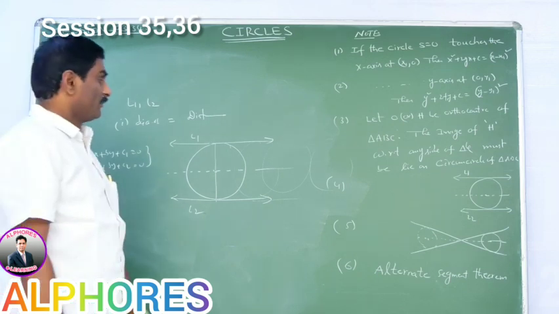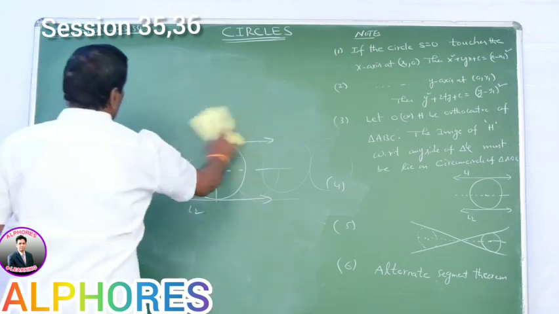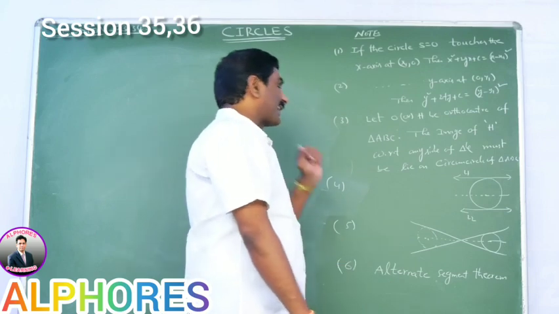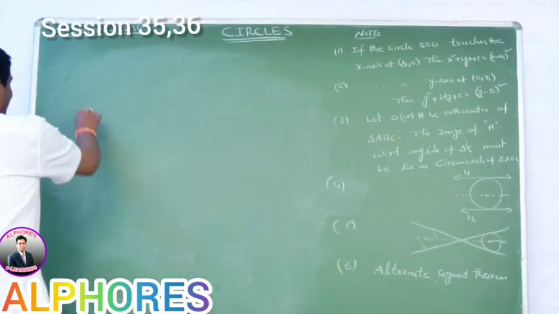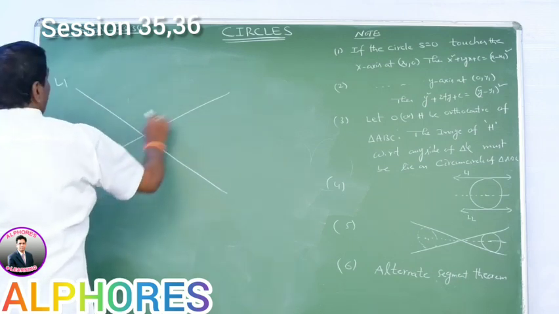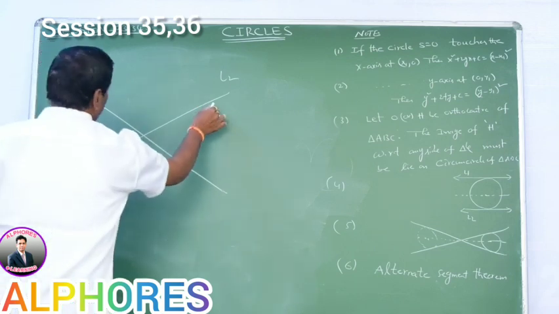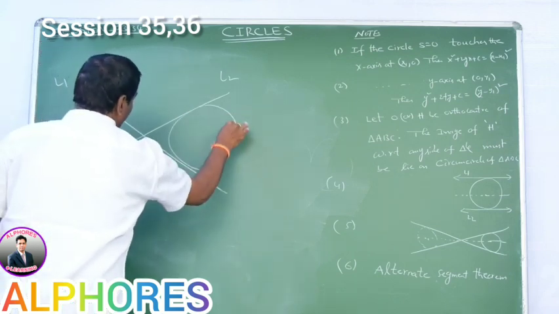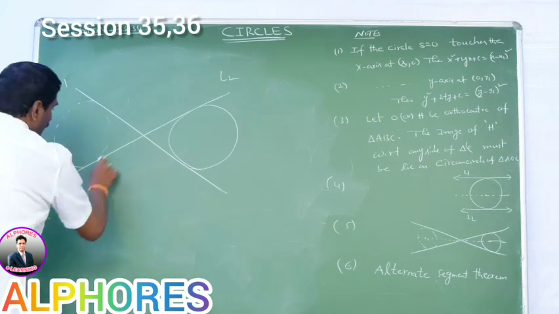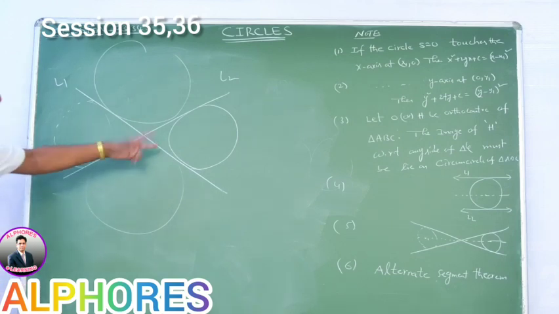Next, fifth point. Let L1, L2 be two intersecting lines, and the circle touches both the lines. Suppose L1 is one of the lines, L2 is another line. These are the two lines. The circle touches both of the lines in this way, or in this way, or in this way. The circle touches these two lines.